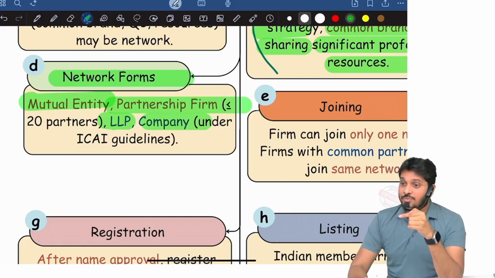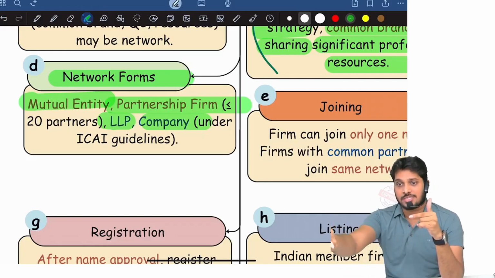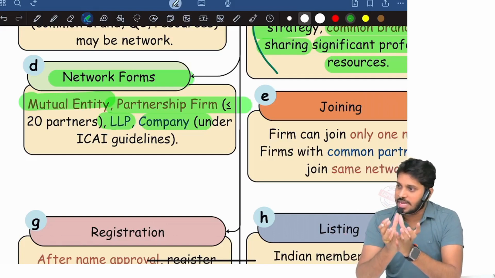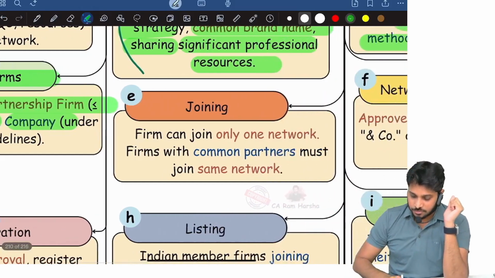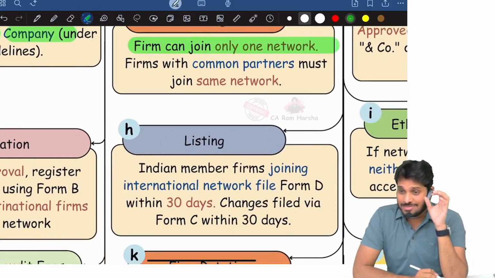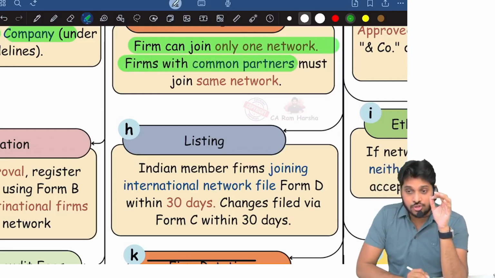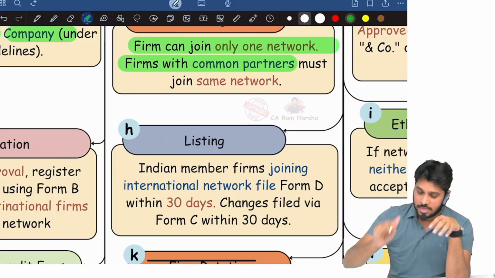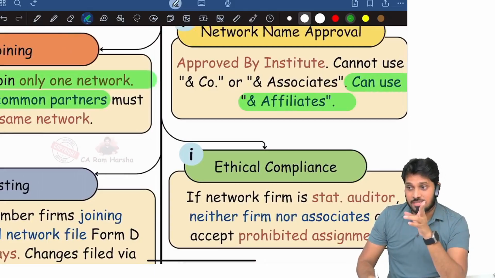And remember, a network cannot render any service on its own. The member firms will render services. The network is only a central authority. That's it. It designs and develops quality control policies, all that. And we all know a firm can join only one network. Yes or no? And firms with common partners must all join the same network. And the network name generally comes with the ending, this affiliates.